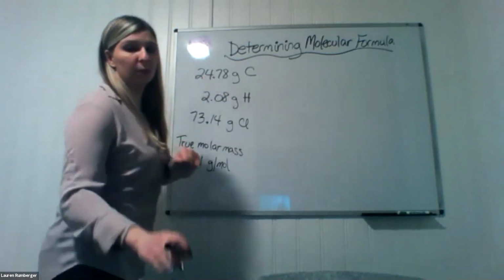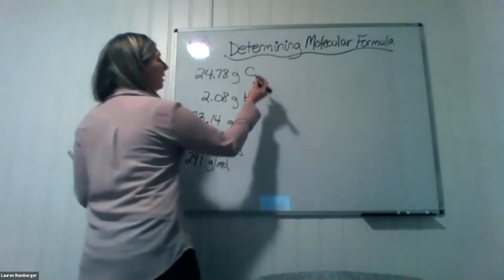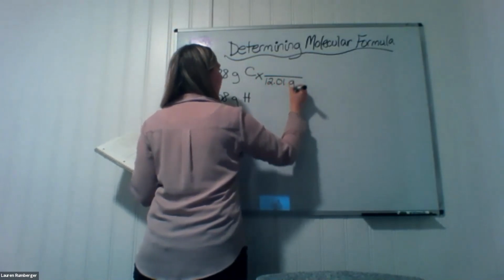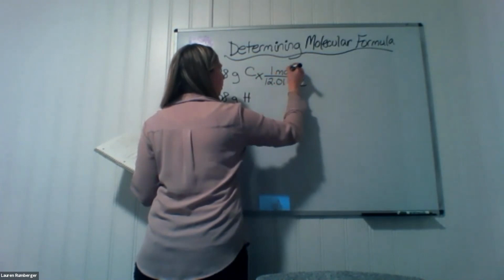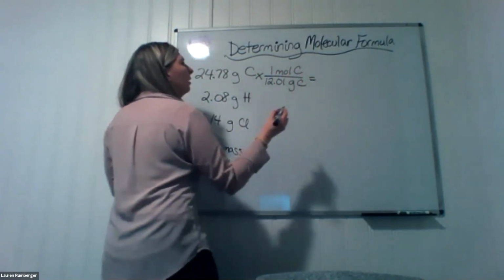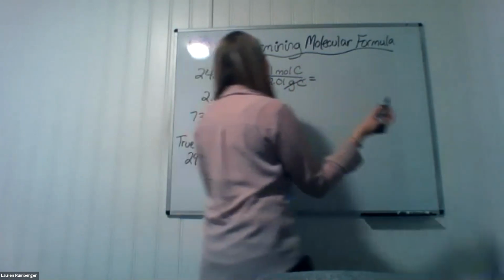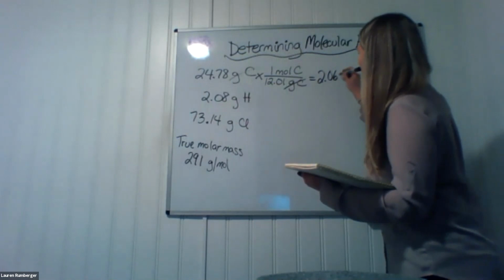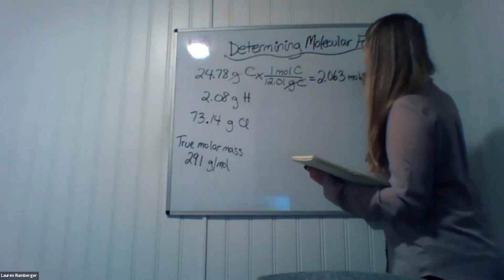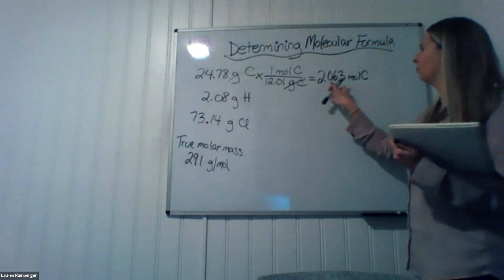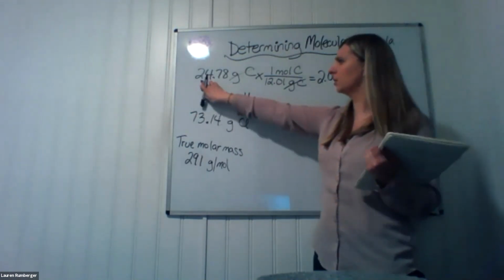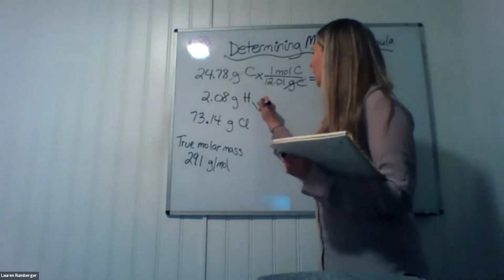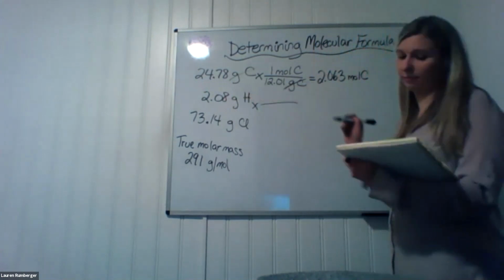So we're going to convert the grams of carbon into moles of carbon using the molar mass. There is 12.01 grams of carbon per 1 mole of carbon. And when you do the math here, what you would get is 2.063 moles of carbon. You will notice that I rounded to 4 significant figures because we started with 4 significant figures.